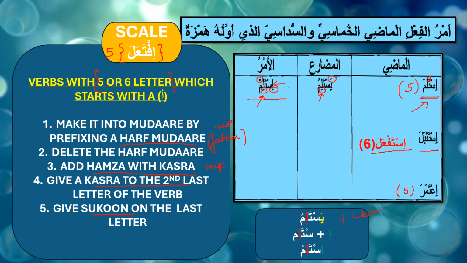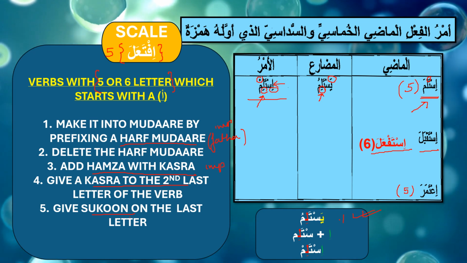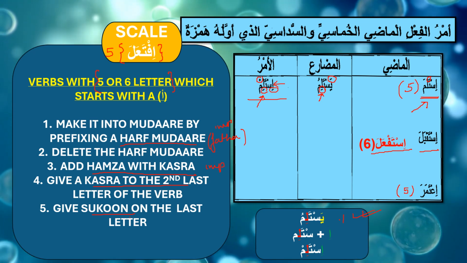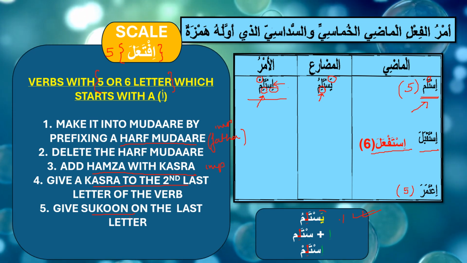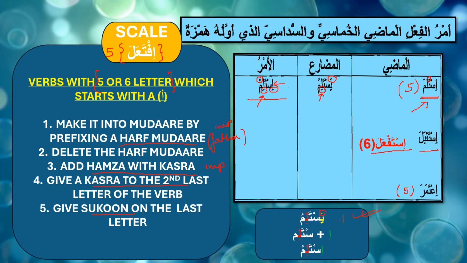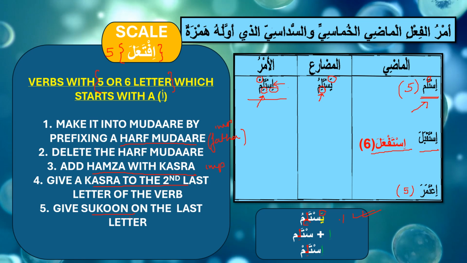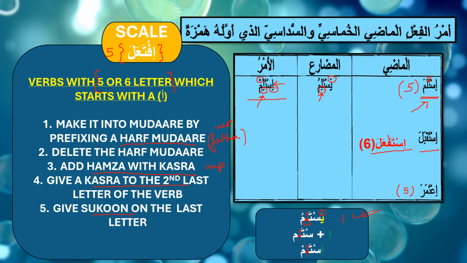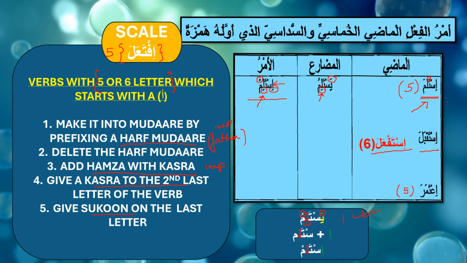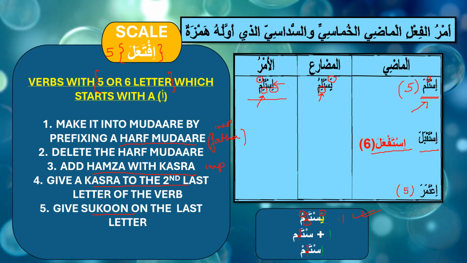So the first step is changing into a mudare. When you change it into a mudare, know that a mudare should have a fatha, and all the structures remain the same. The second last letter will have a kasra, and the last letter is now having a dhamma because it's a present tense structure.